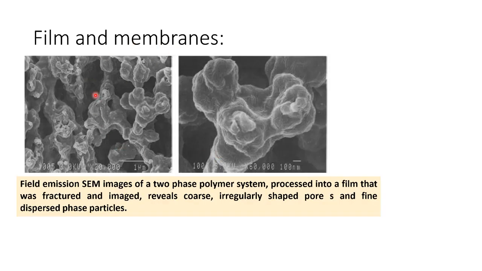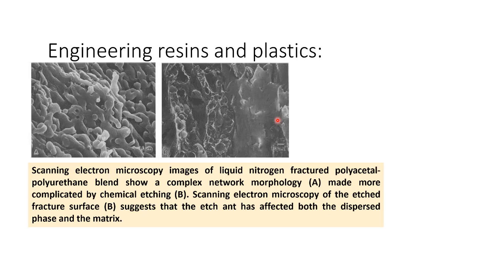Then film and membrane. So again, we can observe the films, two phases. Polymer systems can also be imaged, and it reveals a porous, irregularly shaped structure, with this kind of irregularly shaped pores having very fine and dispersed particles, as you can see here.